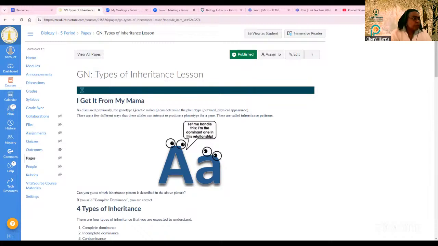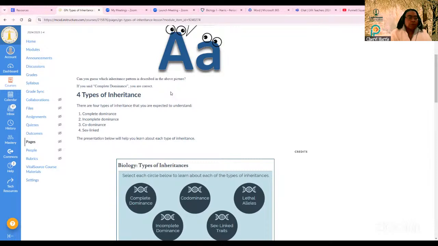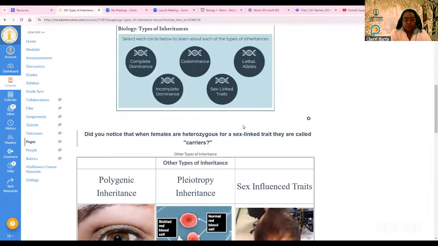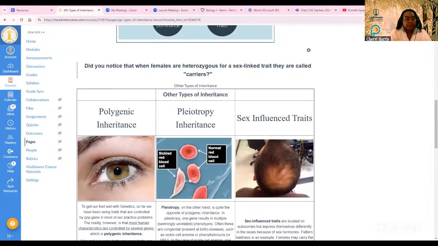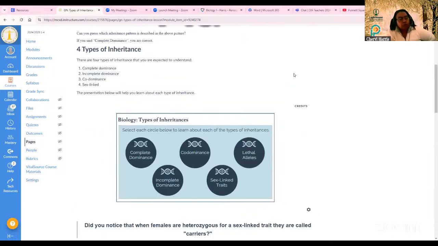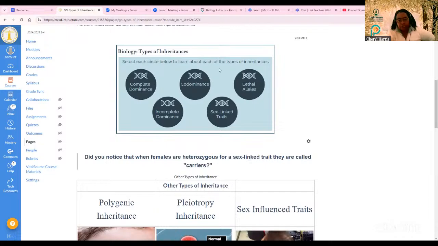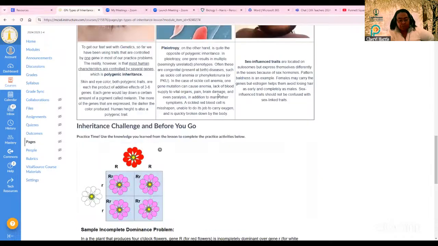And I want to point out, we're going to be looking at the different types of inheritance. Today, in particular, we're going to look at sex-linked traits, and then we'll look at polygenic inheritance. But there are all these different types of characteristics. So I think what I'm going to do is show you the video first and then give you time to finish the first worksheet and then come back and read this page on your own.